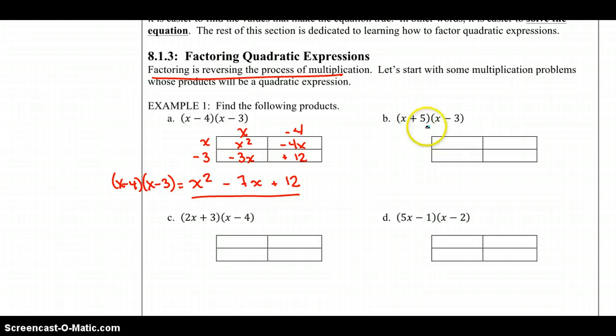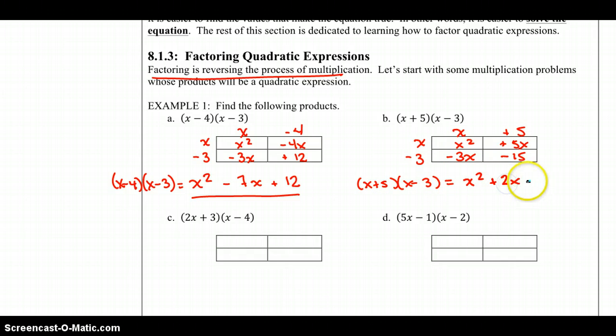Now x plus 5 times x minus 3. If we look at all the partial products, x times x is x squared, positive 5 times x is 5x, a negative 3x, and a negative 15. And once we collect like terms, x plus 5 times x minus 3 is x squared plus 2x minus 15. So again, these are equivalent expressions. Any x we plug into this side, whatever we get, we'd get the same thing as if we would plug it into this expression instead.